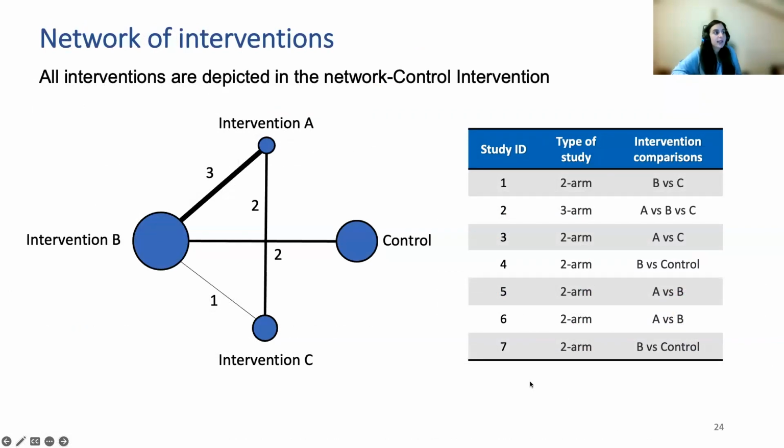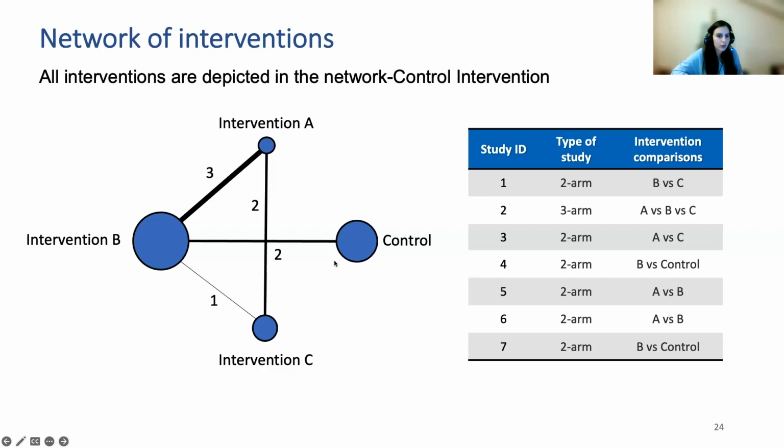network geometry. So this is a network of interventions. We have 4 different treatments which were explored in 7 studies. For example, the first study compares intervention B versus intervention C, and this is depicted in the network with a straight line linking intervention B to intervention C. The 4th study also compares intervention B to control, and this is also depicted in the network. So all interventions are drawn in the network, including the control intervention.